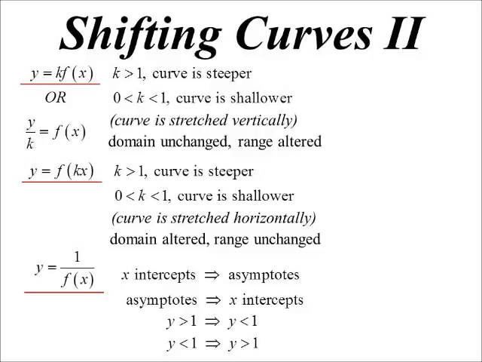Okay, reciprocal graphs. So we want to turn the graph upside down. When we do that, x-intercepts will become asymptotes. Because you originally had 0, turning it upside down, 1 over 0 is undefined. So you're going to end up with an asymptote. Asymptotes, therefore, will become x-intercepts. If the original graph y is greater than 1, when they turn upside down, y will become less than 1. And vice versa.